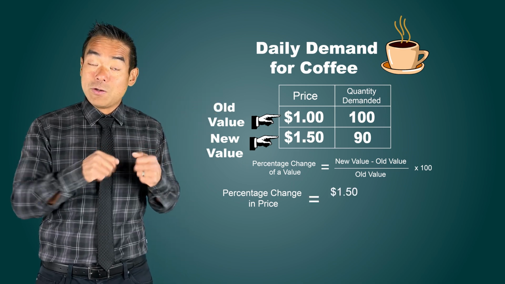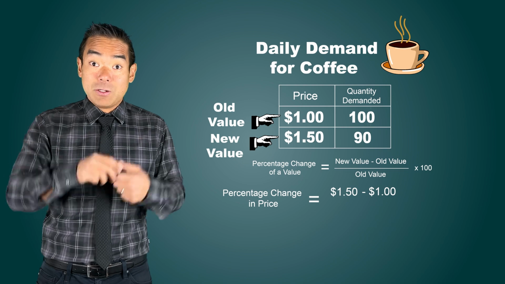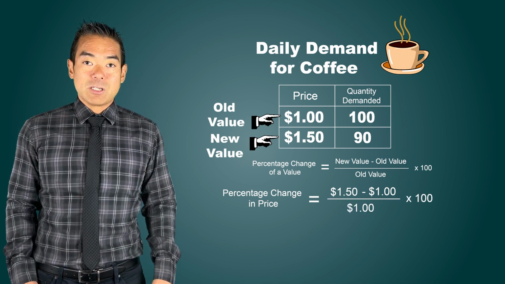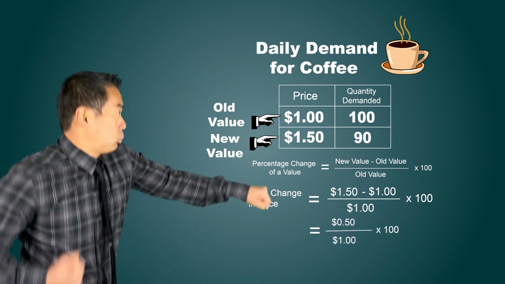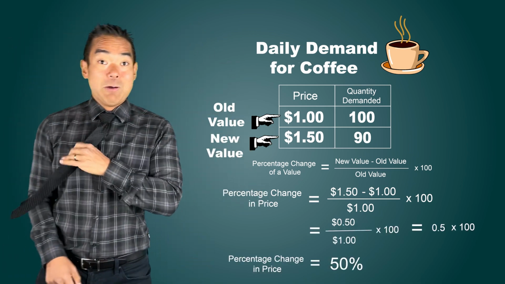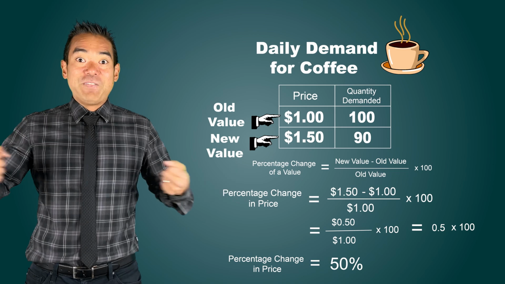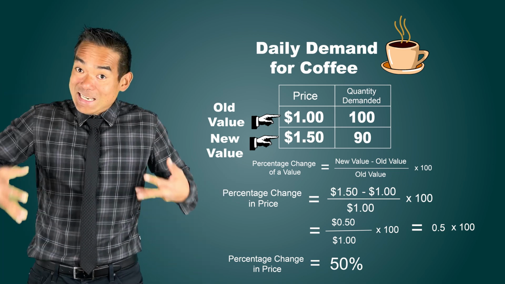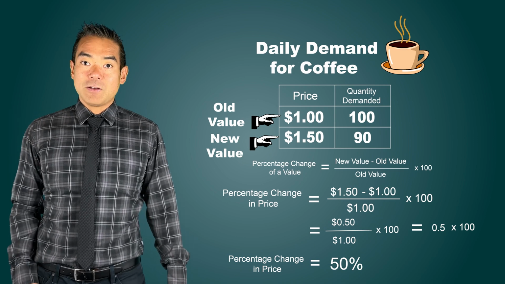$1.50, the new value, minus $1, the original value, divided by $1, all times 100. We can do some arithmetic kung fu, and we get 50%. There has been a 50% increase in the price of coffee.